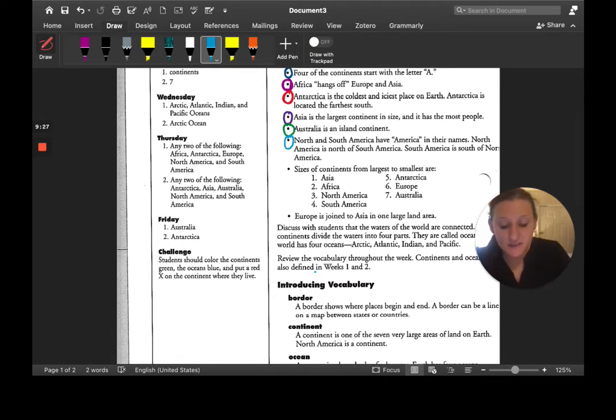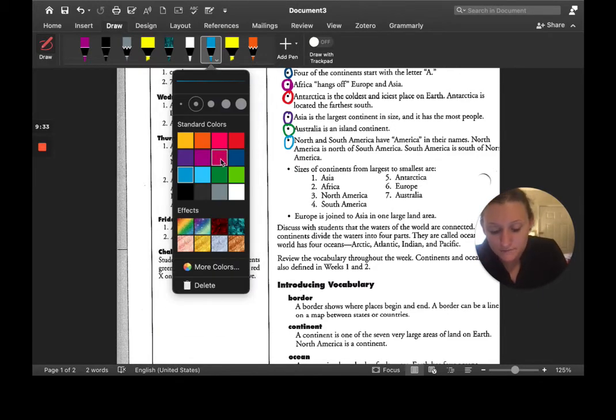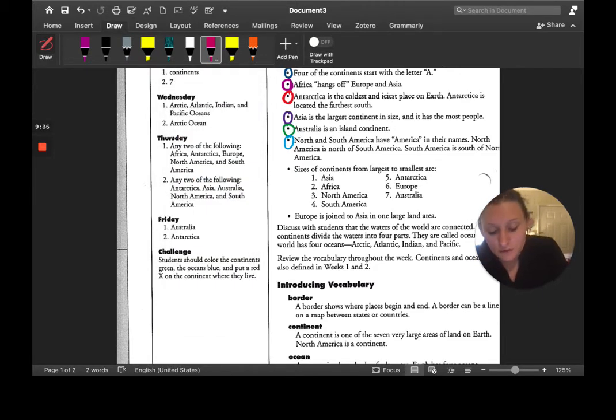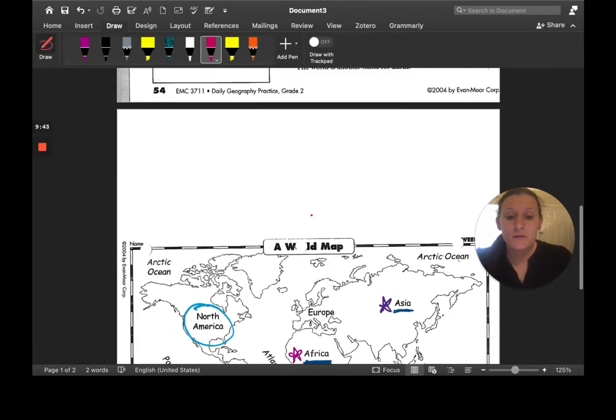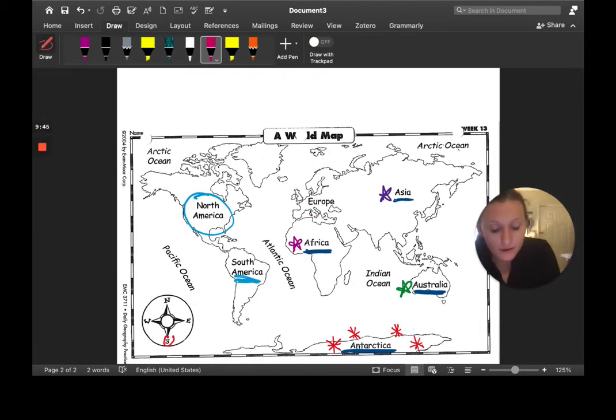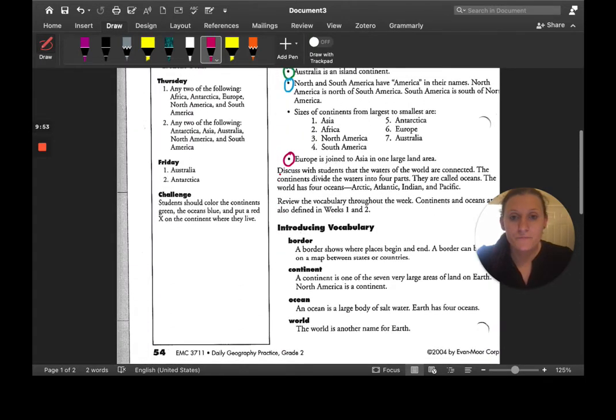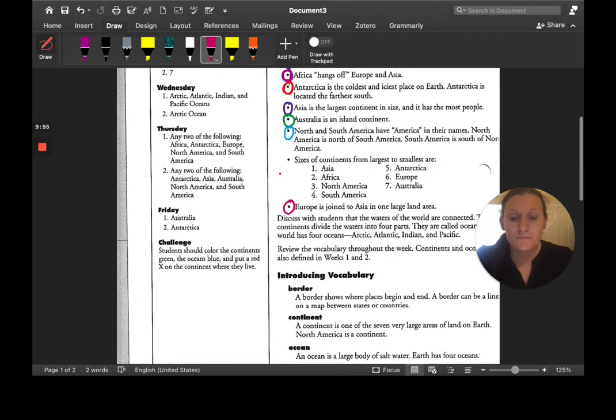All right, we're going to skip over the next bullet point and go to the last one because that is our last continent that we need to talk about. So Europe is joined to Asia in one large land area. So again, we have one more to underline, and so we have Europe here, which again is connected with Asia.